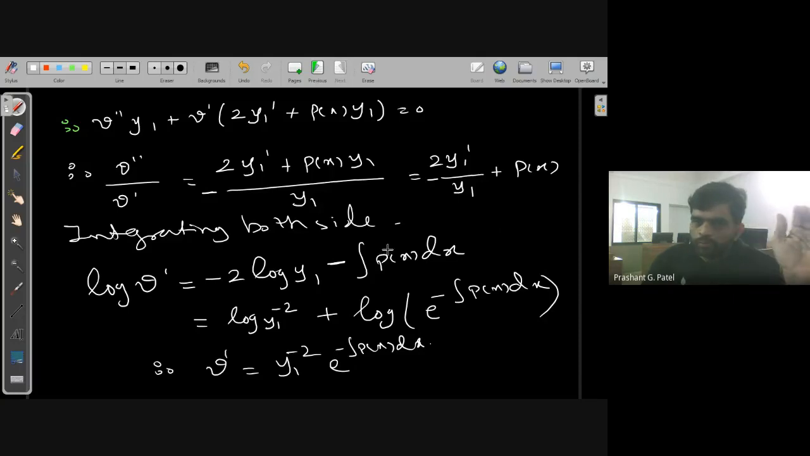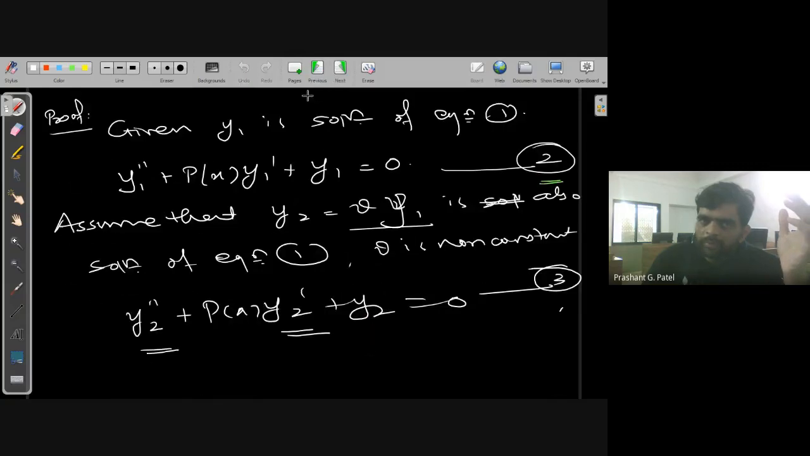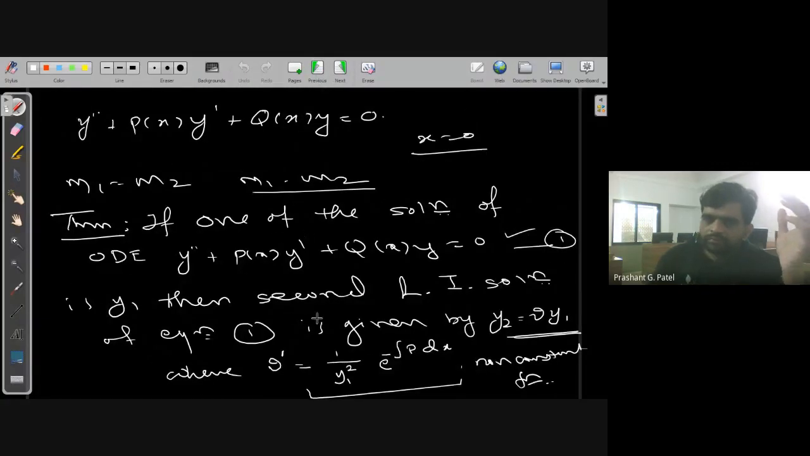Is the theorem over? We have proved that the value of v dash will be this. Is the theorem over? Is there anything to prove yet? Let's see what the statement is. The statement is this. You just observe what should be left to prove, or whether the theorem is over.